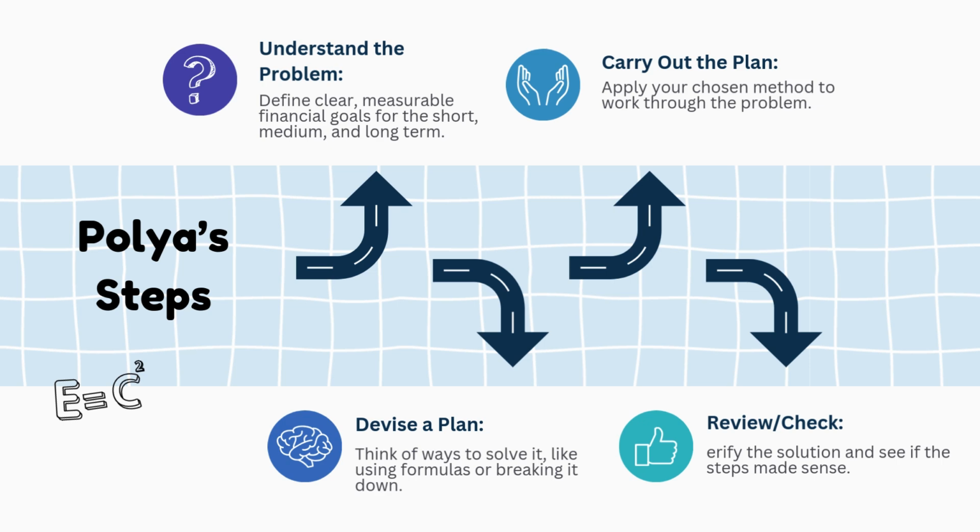Next, we need to devise a plan. Here, we think about the possible ways to approach the problem, like using a formula or breaking it down into smaller parts. Once we have the plan, we can carry out the plan by applying the chosen method to work through the problem. And finally, we can review the solution.